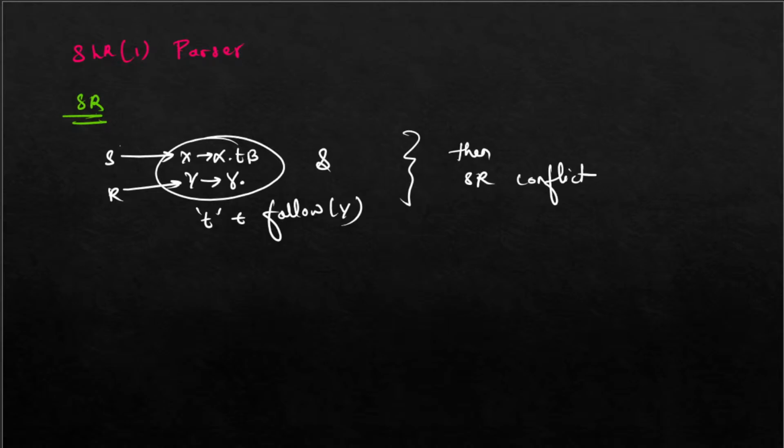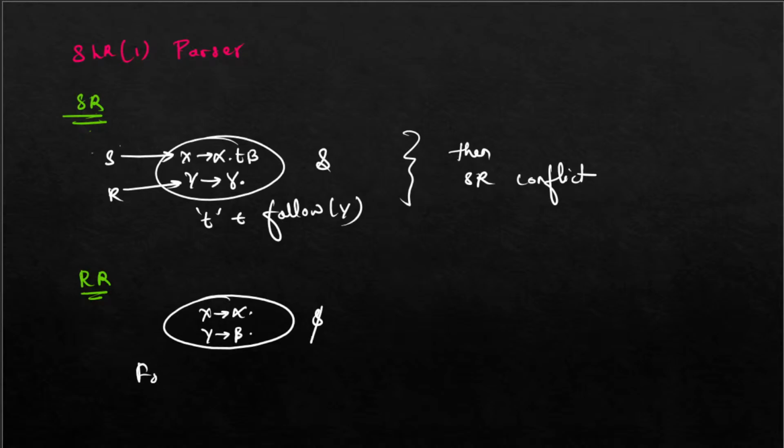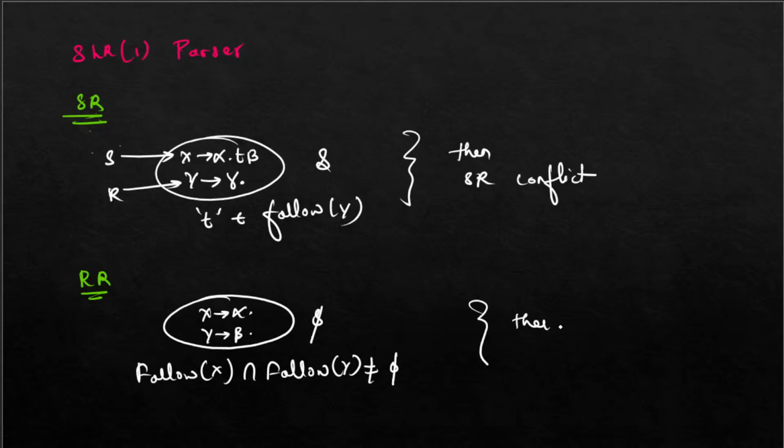Now the RR conflict is like this: X deriving like this, Y deriving like this, and follow of X intersection follow of Y does not equal phi. Then this is an RR conflict.